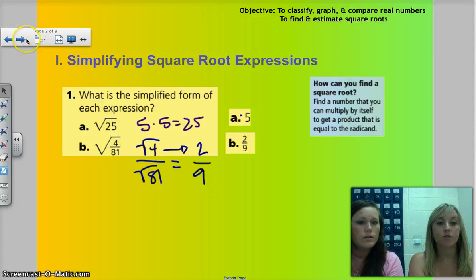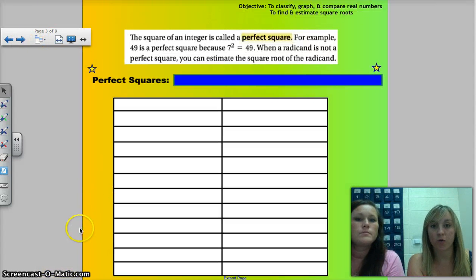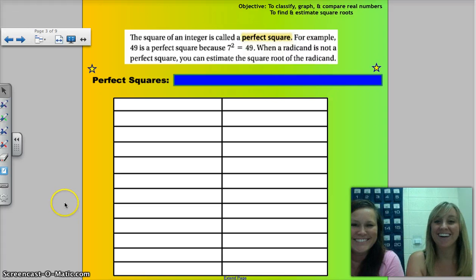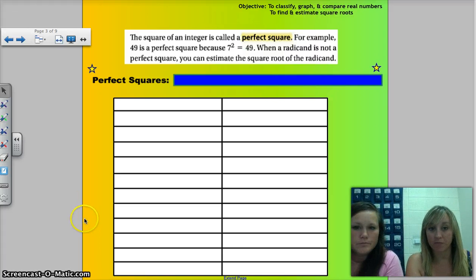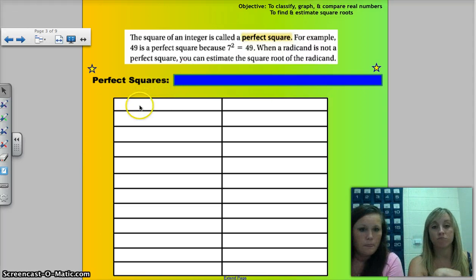Okay, so now we're moving on to a chart. We're going to talk about perfect squares. We've kind of been referring to perfect squares already. A square of an integer is called a perfect square. 49 is a perfect square because 7 squared is 49, like we've already said. On the box that you have on your sheet, you need to fill in the perfect squares.